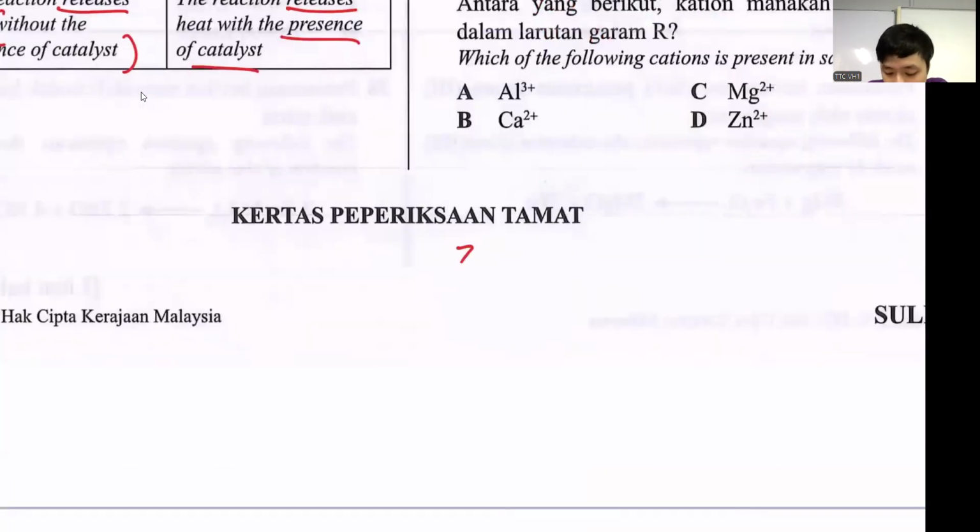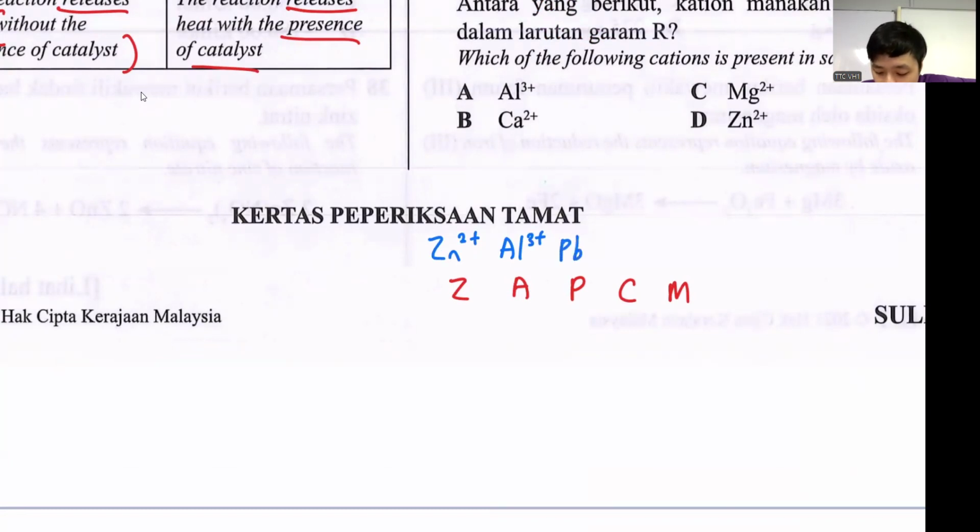The shortcut is ZCM. You might ask, what does ZCM stand for? Z stands for zinc ion, A stands for aluminum ion, P stands for lead 2 ion, C stands for calcium ion, M stands for magnesium ion.